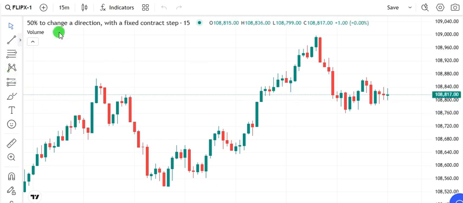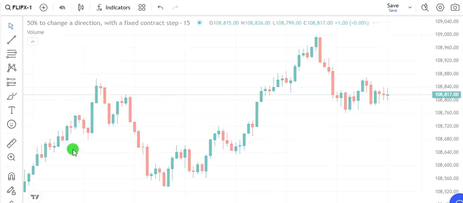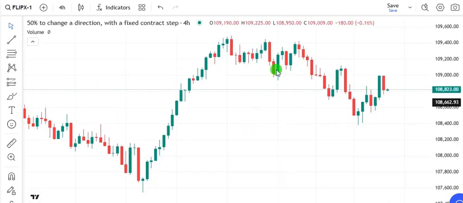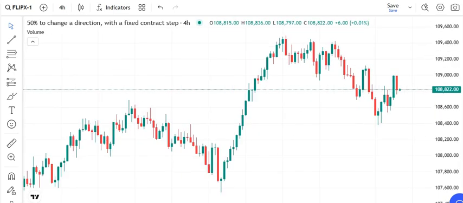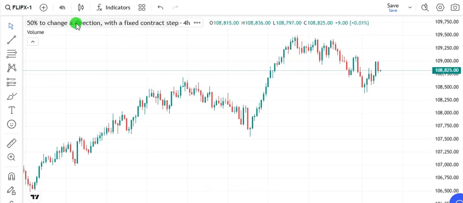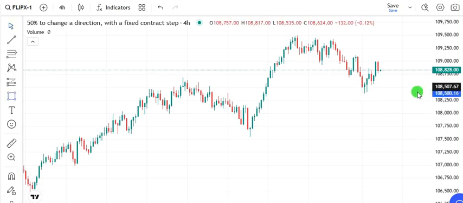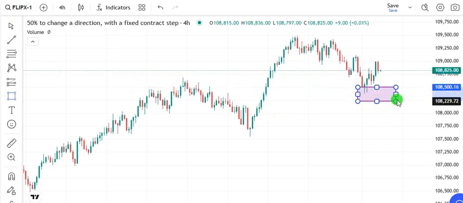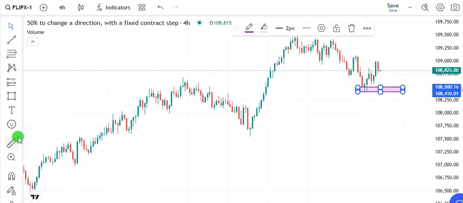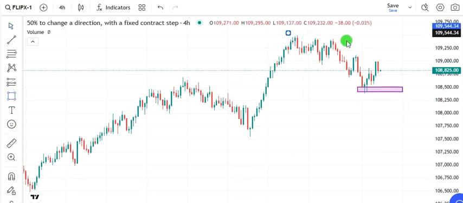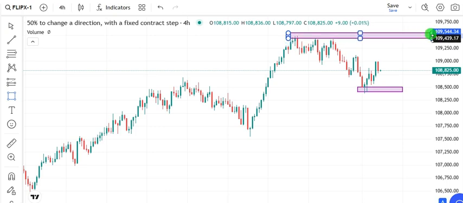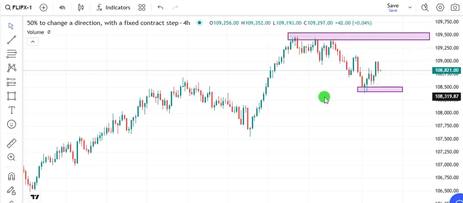Alright, so starting up with Flip X1, let's go straight to H4. Then as usual, we mark out the structures and wait for change of levels. So this two zone is where our target is.